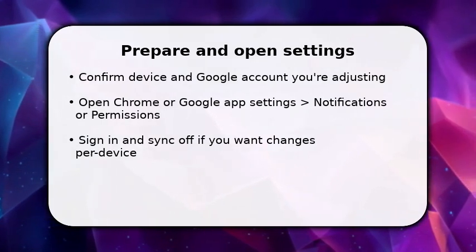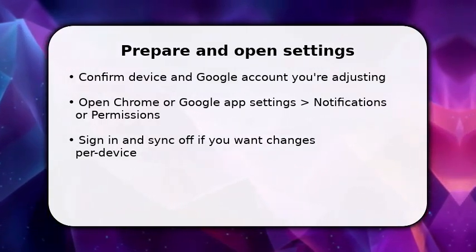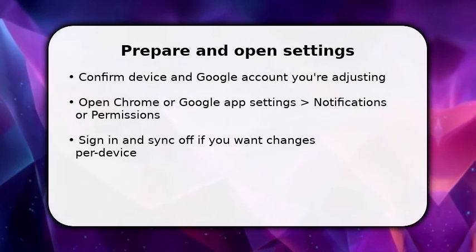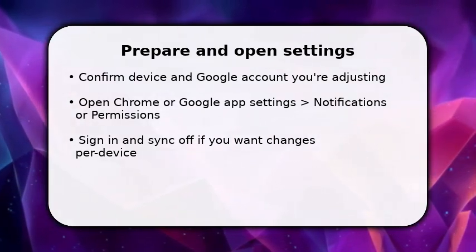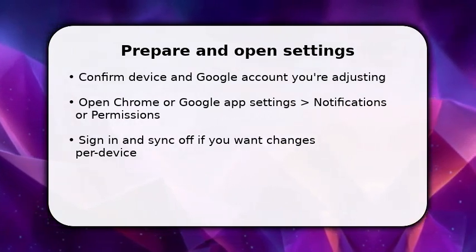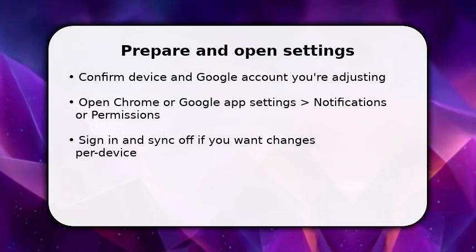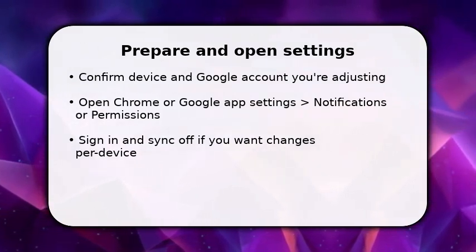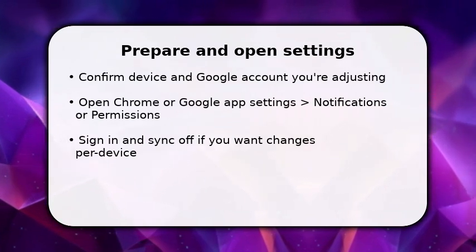You start by confirming which device and Google account you'll change. This prevents accidental global changes. Once signed in, open the Chrome or Google app settings and go straight to notifications or site settings. Make sure sync is off if you plan per device controls, because synced settings propagate. You're now ready to target prompts instead of general prefs.